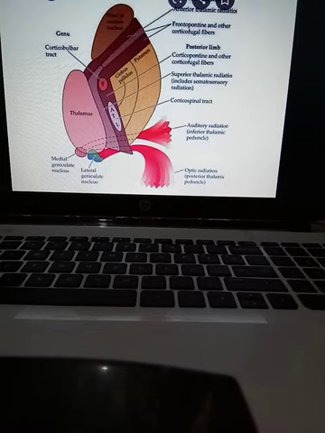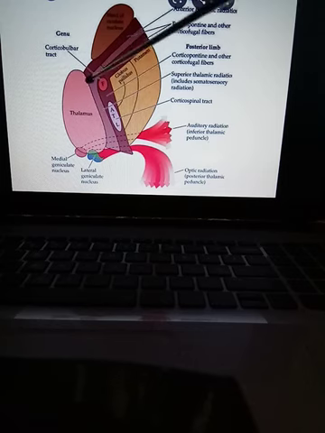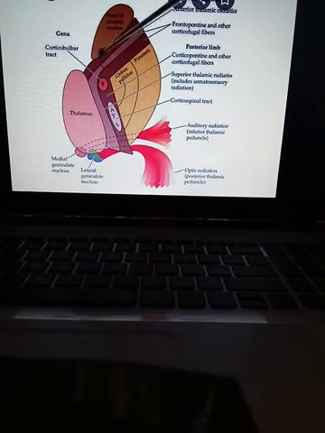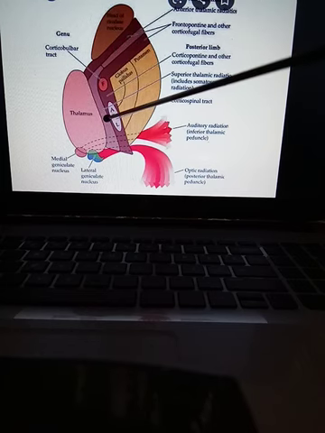As you can see, this is your internal capsule. This is the anterior limb, this is the genu, and this is the posterior limb.